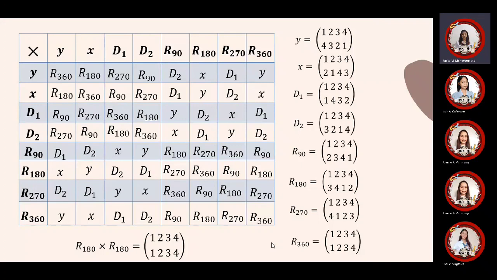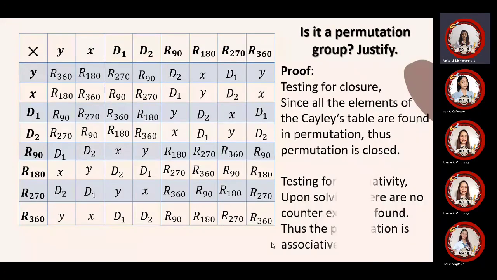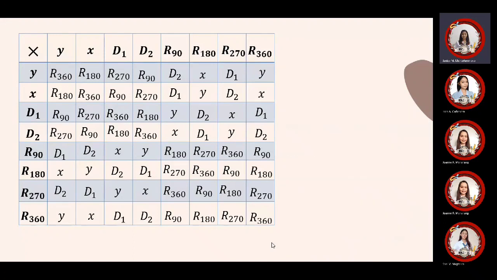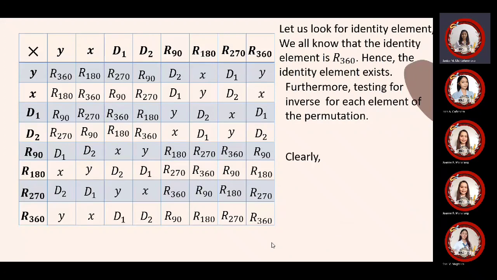So, to test if it is a permutation group, we have to test for closure, associativity, identity element, and the inverse. So, first, since all the elements of the Cayley table are from the permutation, thus the permutation is closed. Next is the associativity. And since all the elements have no counterexample, the permutation is associative. So, identity element natin, and we know that R360 is our identity element, and hence the identity element exists.